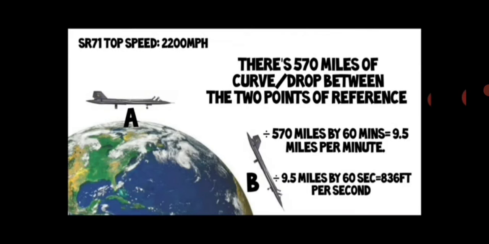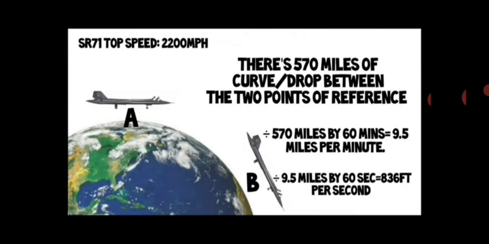This is based on an hour's travel, doing full speed, 2,200 miles an hour, getting an average per second of what this plane needs to encounter as far as drop is concerned to maintain its level on a ball based on the globe Earth mathematics. According to the maths, this plane has to drop 836 feet every single second on average over the course of that hour, flying at 2,200 miles an hour to maintain level on a ball. That's clearly insane. Doing 2,200 miles an hour, dropping on average 836 feet a second.